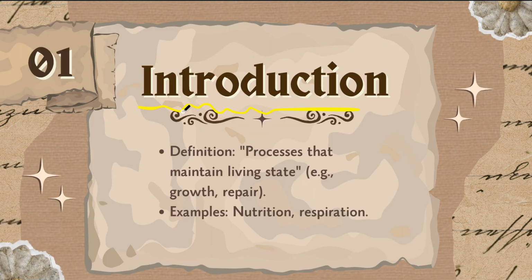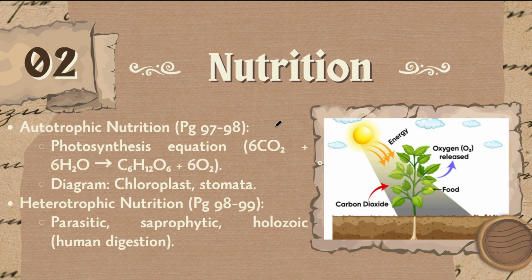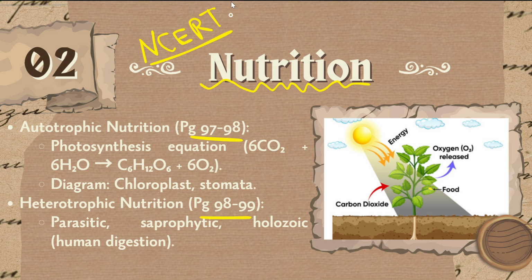So first we are going to go through the introduction, which is the definition of processes. Processes that maintain living state, for example growth and reproduction, are known as life processes. For example, nutrition and respiration. Let us know more about nutrition. You can see the page numbers right here. This is all NCERT. Children, this is all NCERT.